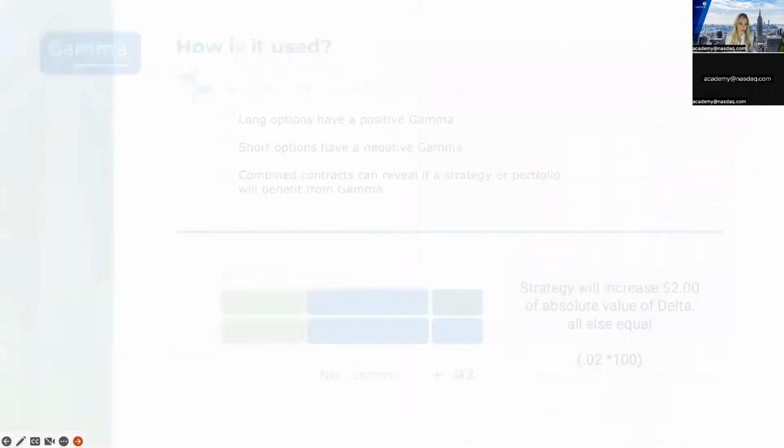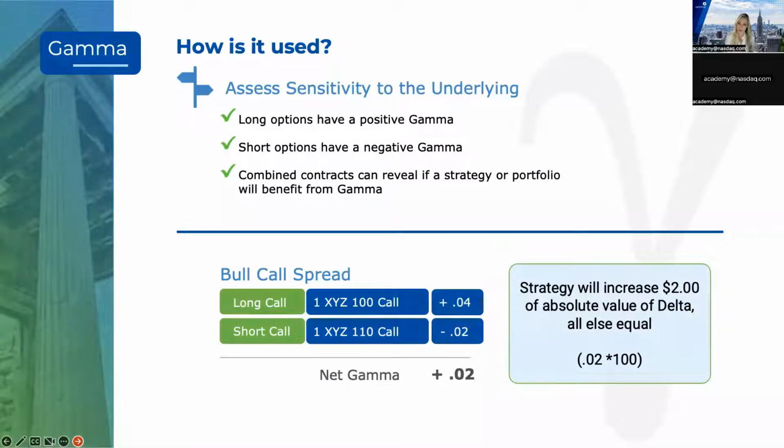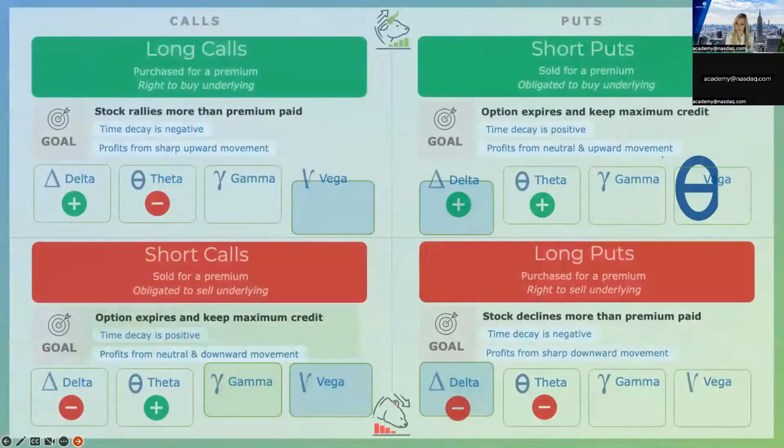And I'll move on because I know I can talk quite a bit about gamma. So how do we use that? Long options have positive gamma, short options have negative gamma. So velocity helps me if I'm buying options, and it equates to risk if I'm selling options. Combined strategies can tell me if I have positive or negative gamma. So if I have a net strategy that I purchased, like a bull call spread, which is the strategy driver here, I would like a positive gamma in that situation. If this was inverse and a bear call spread, I would want to make sure I have a negative gamma. You need to layer them correctly. So velocity is still there.